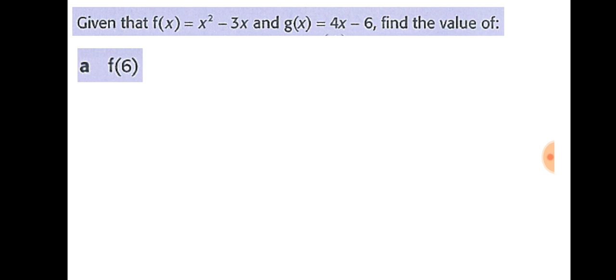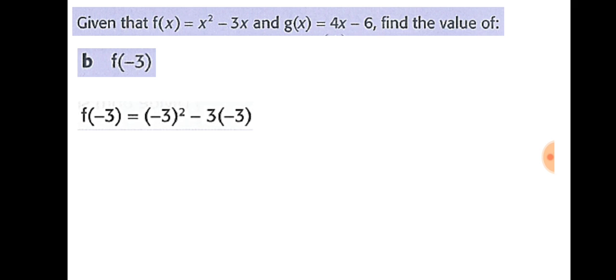So if we find 6 square minus 3 times 6, it's equal to 18. So f of 6 is 18. F of minus 3. So here we need to take the value of x as minus 3 and substitute in the function f of x, and we get 18. F of minus 3 is equal to 18.